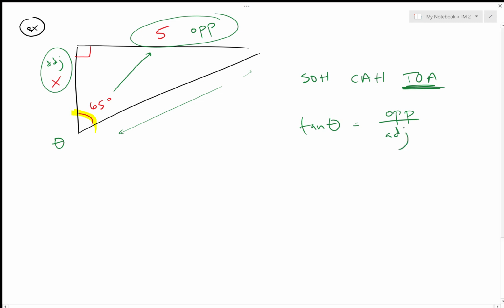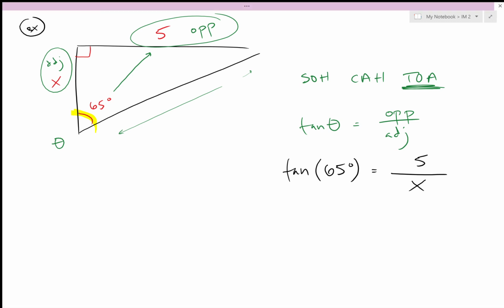And let's fill it in. So tangent of 65 is my angle. Opposite is 5. Adjacent, x. So the reason this is different than the other ones is x is now on the bottom. Usually x was on the top. We still want to solve for x. We still want to get it by itself. But here's going to be a shortcut for you.